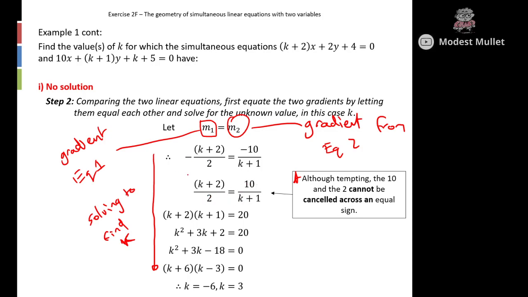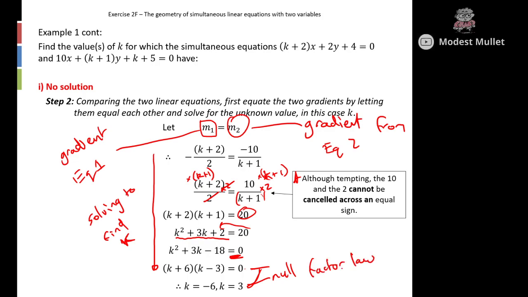Instead, what we're going to do is multiply this side by 2 and multiply this side by 2. So this 2 and 2 cancel, and we're left with a 20 over here. And this side we're also going to multiply by k plus 1. We're going to multiply by the whole denominator. So over this side we multiply by k plus 1, and that's why it ends up there. We expand the quadratic so we can bring the 20 over, and when we finally get something equal to 0, we refactorize and then use the null factor law to solve to find our k values.